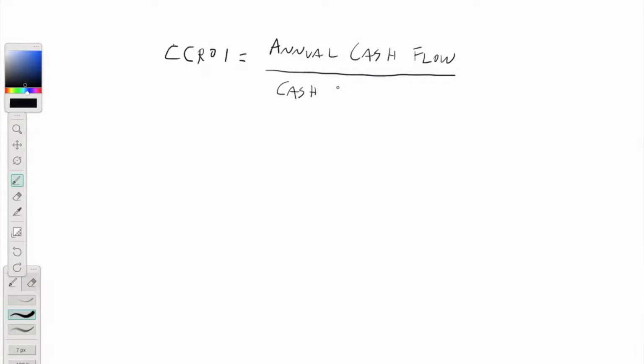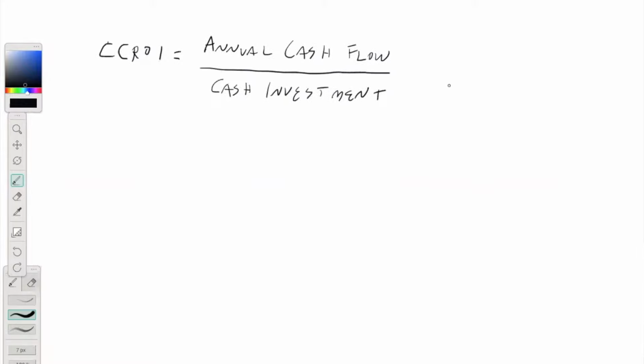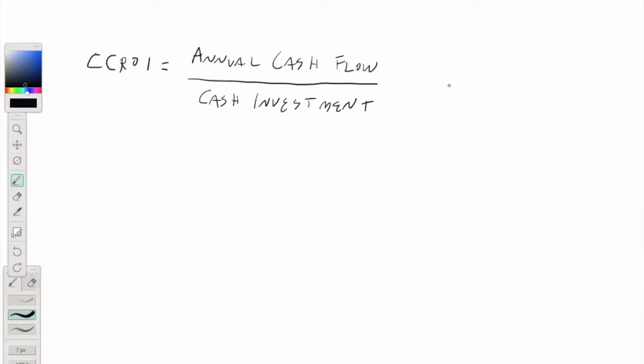The formula for cash on cash ROI, CCROI, is your annual cash flow, so annual cash flow, this is your net, divided by your total cash investment into that particular project. Now, this is the traditional form of cash on cash. I'm going to talk in a moment about a couple variations that we use.